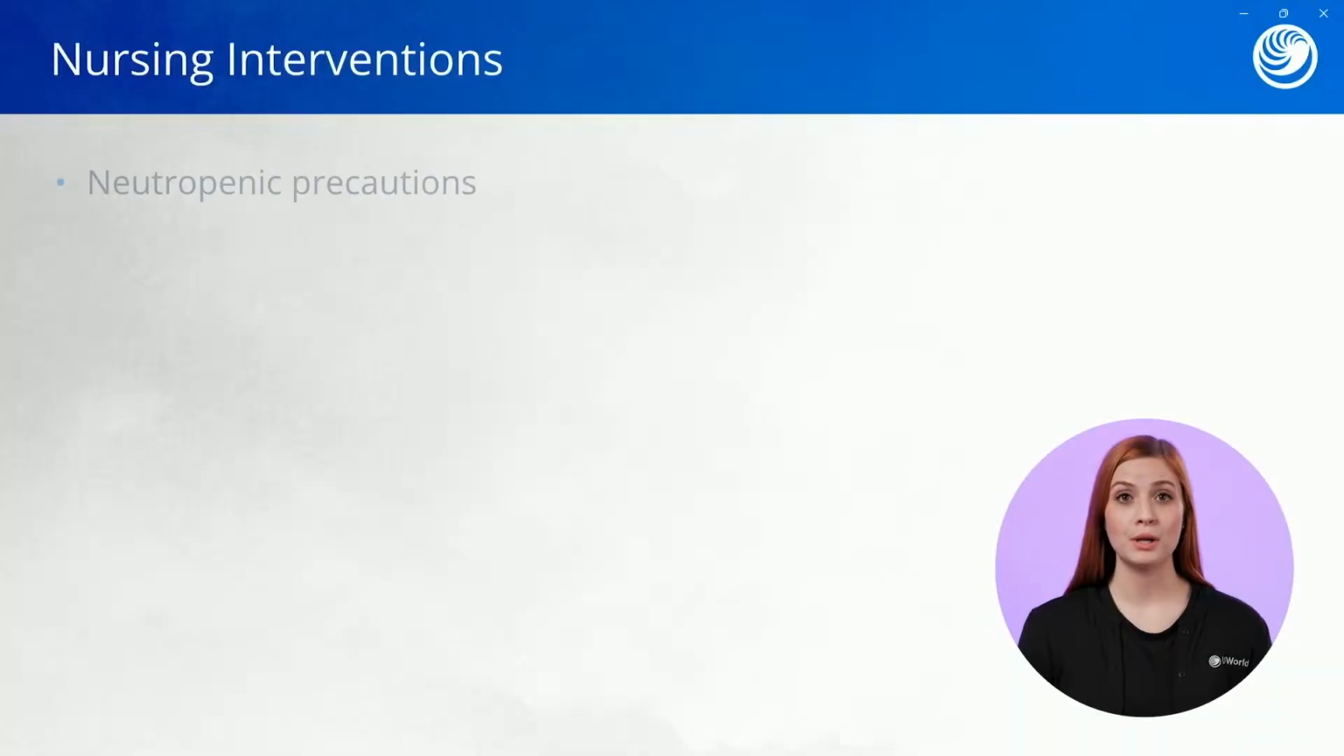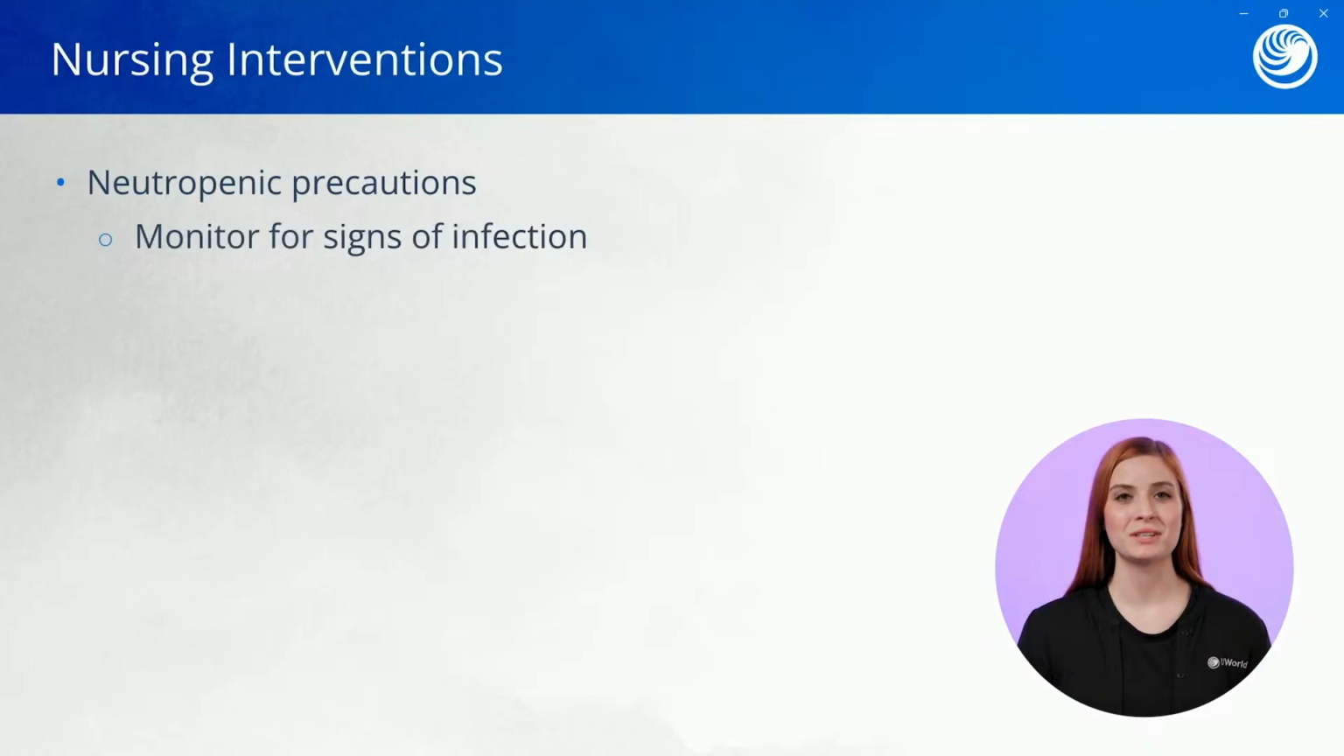Clients with aplastic anemia are going to have reduced white blood cell counts anyway, but when we add chemotherapy for a bone marrow transplant, they're going to have even further reduced white blood cells. So, neutropenic precautions need to be implemented. First and foremost, we need to monitor the client for signs of infection, such as fever and increased fatigue. Additionally, these clients need to be in a private room. We want to minimize their risk of contracting an infection as much as possible.